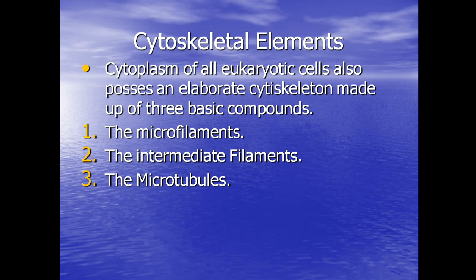In any eukaryotic cell, there is a very elaborate cytoskeleton network, and this network is made up of three basic components. There are three different types of cytoskeletal elements: one is the microfilaments, the second is the intermediate filaments, and the third is the microtubules. Altogether, they are responsible for the shape of the cell as well as holding the large amount of cytoplasm in it.